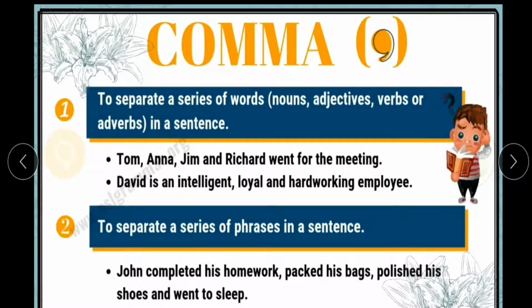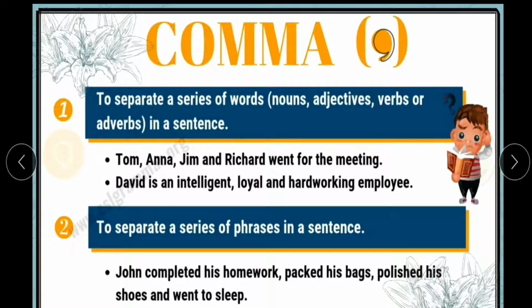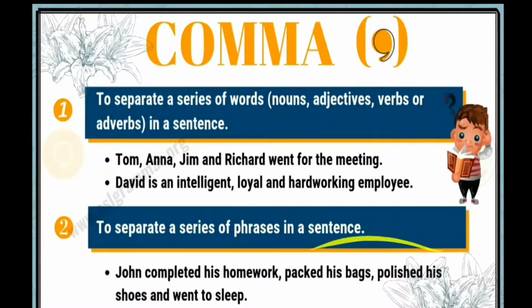And to separate a series of phrases, here you can see the phrases: completed his homework, packed his bags, polished his shoes. John completed his homework, packed his bags, polished his shoes, and went to sleep. So these are the activities that John has done, and those are the phrases. To separate these phrases in a sentence, we use comma to give a pause. Okay, so like this way you have to use comma.